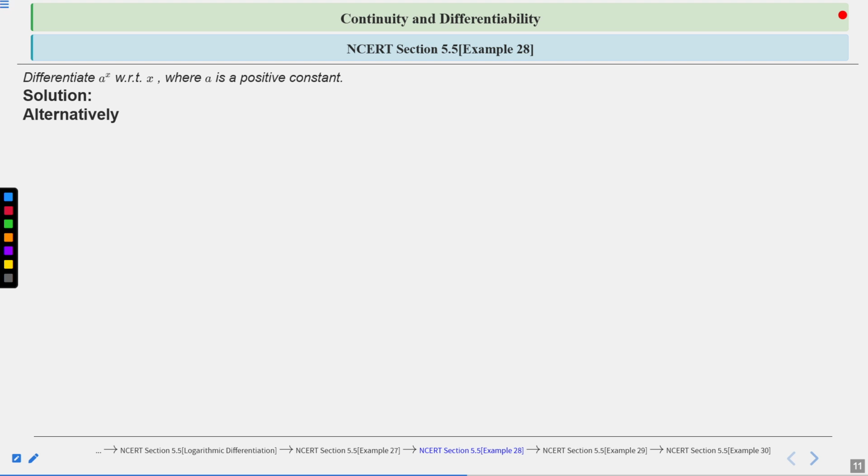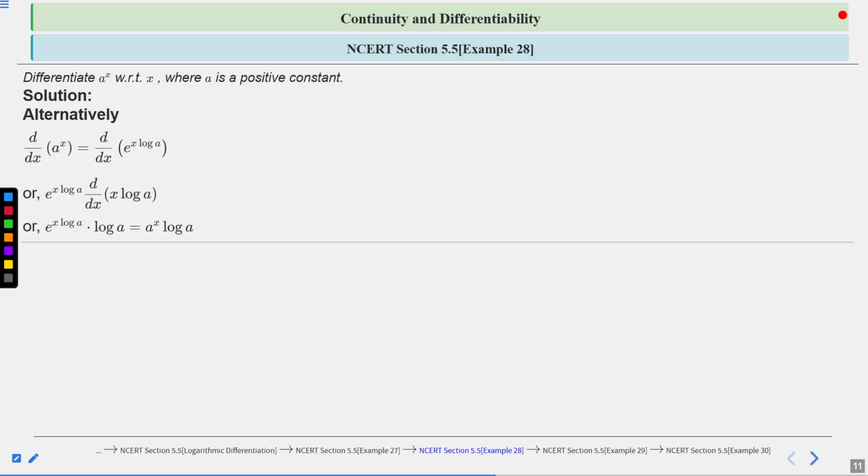Alternatively, we can directly differentiate this. d upon dx of a to the power x, we can write a to the power x as e to the power x log a, right? So we can write it as e to the power x log a into d upon dx of x log a, or e to the power x log a into log a, which will be equal to a to the power x log a. So the final answer of this question will be a to the power x log a. Clear?